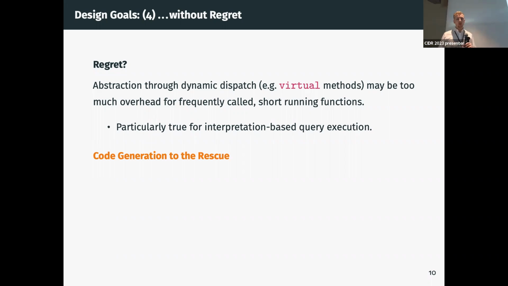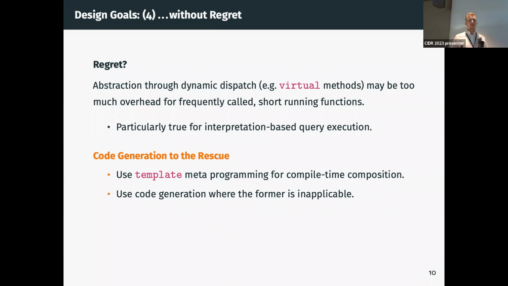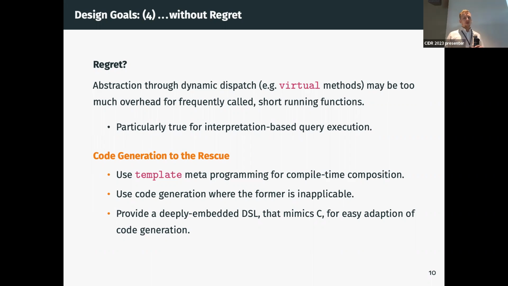How can we get away with this regret? One way is we use template metaprogramming for compile-time composition, and we let the compiler do the heavy lifting. However, this is not always possible, and in cases where it's not, we want to use code generation. But code generation is a tough part, particularly because we are database people, not compiler people. So what we do in Mutable is we develop a deeply embedded domain-specific language that mimics C in its semantics and syntax, and it makes it easy to adopt code generation.